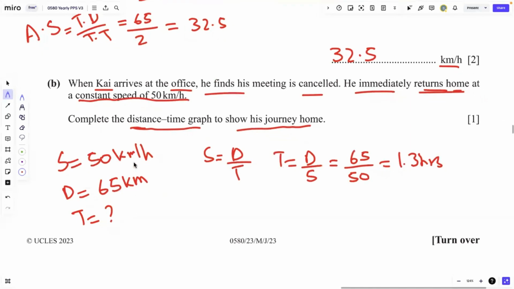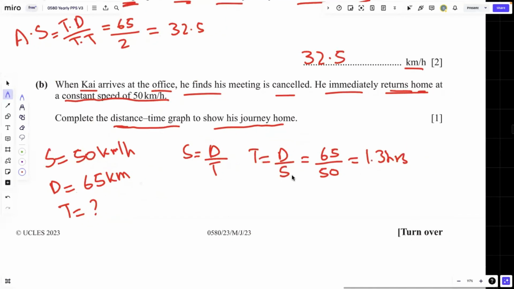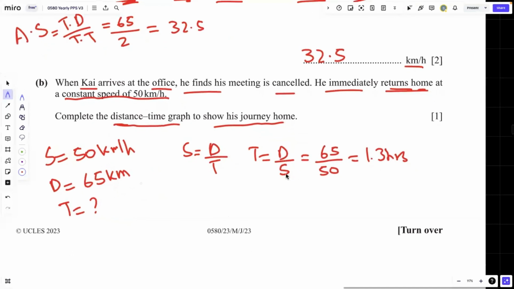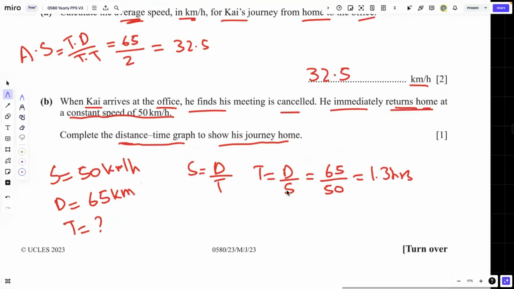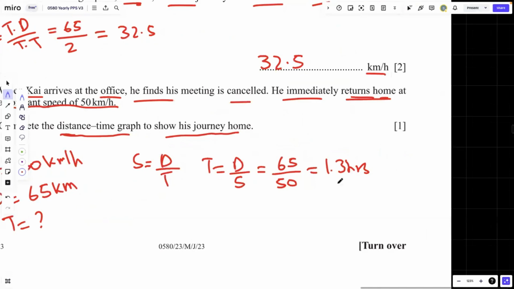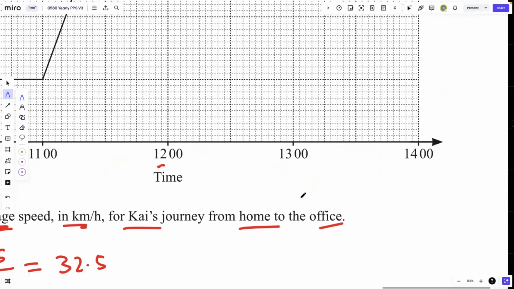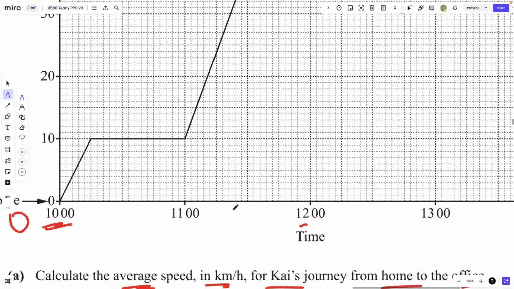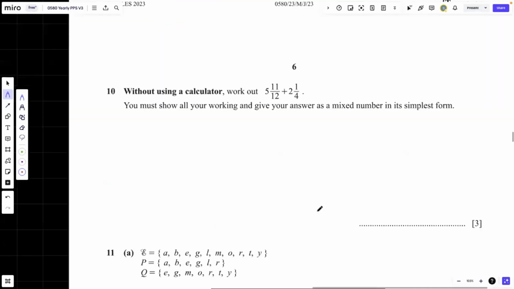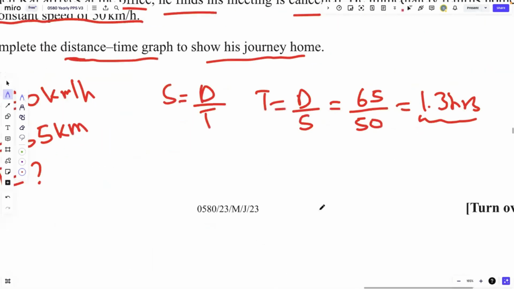That's because we have kilometer and kilometer per hour as the two other units. So we have 1.3 hours in time. And now the issue is that first we need to convert this to how many minutes it is, because on the x-axis we have to calculate it in minutes. So that's how we'll mark the value.